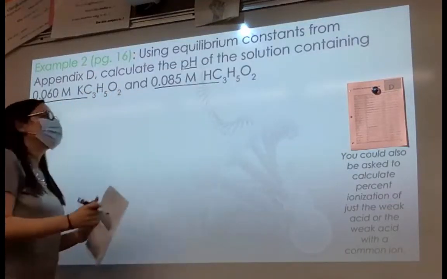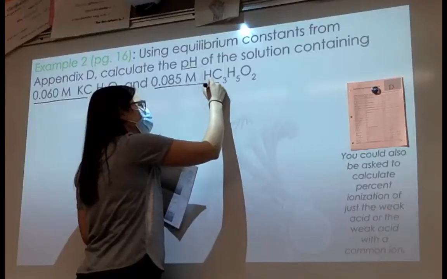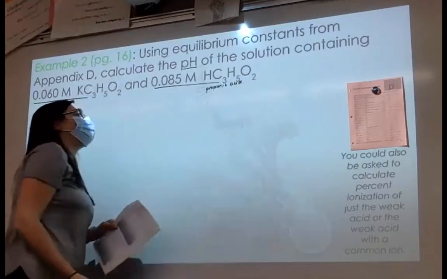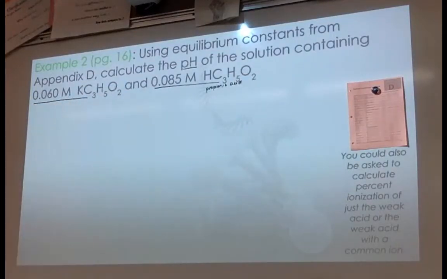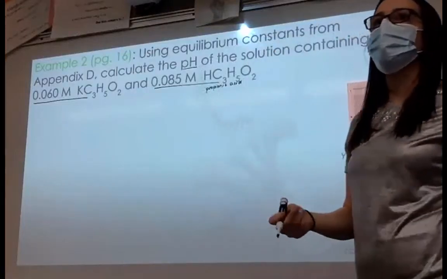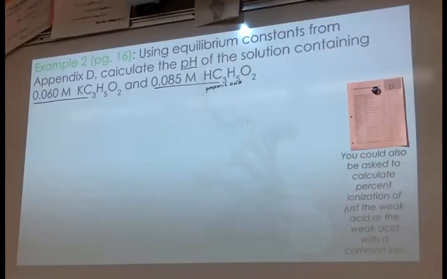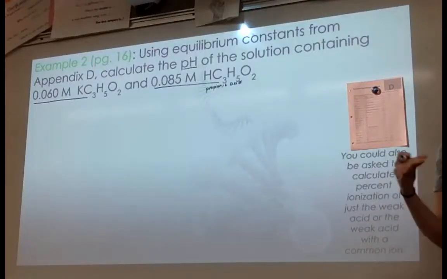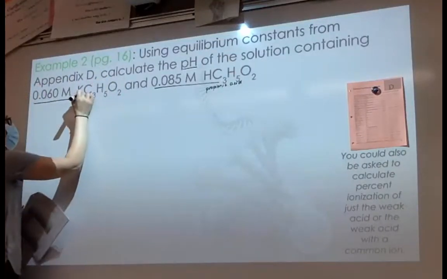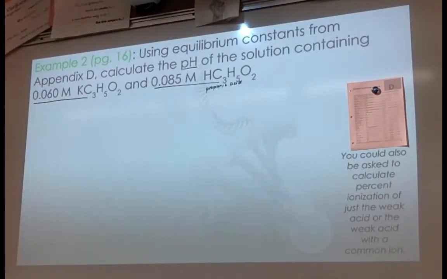So this is propionic acid, and then this is potassium propionate. The first thing we should do is identify which solutes are strong electrolytes, so strong acids, strong bases, and salts, and which are weak electrolytes, weak acids or weak bases. This has potassium at the beginning. This is a salt.